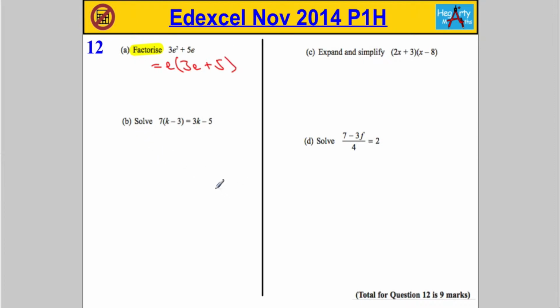Part B, we're asked to solve 7 times k minus 3 equals 3k minus 5. So the first thing we're going to do is expand the bracket. So we get 7k minus 21 is equal to 3k minus 5. And now we're just going to solve this like we normally would. We're going to add 21 to both sides.